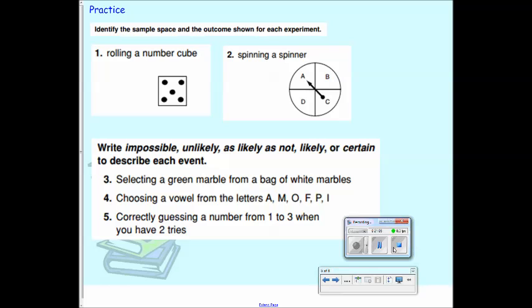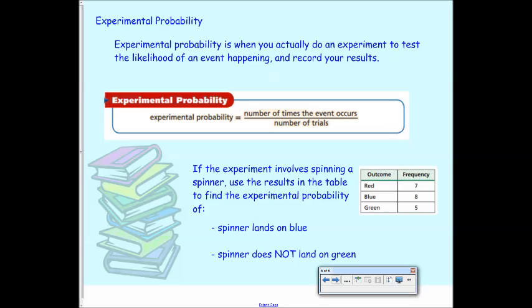All right, so let's move on. So then we're talking about experimental probability, which is when you actually do an experiment to test the likelihood of an event happening and you record your results. So experimental probability is the number of times what you want to happen happens over the number of possible outcomes that you had. So what you guys just did, those fractions for the first 2, that's probability. Experimental probability is if you actually conduct some type of experiment. We're not doing experiments here, but we're using tables and charts and data to imagine that those experiments are done.